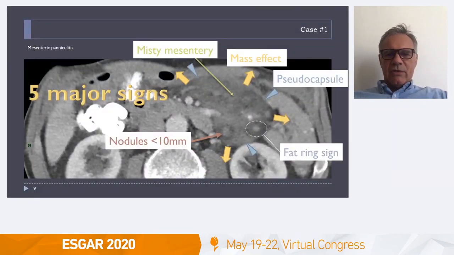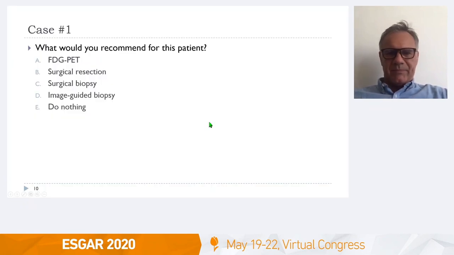Now, just to remind you, the five major signs of mesenteric panniculitis, which is not very rare. I think all of you have already encountered this entity. The first sign is misty mesentery, so you have some kind of blur here. You have a mass effect, a displacement of the surrounding structures, a pseudocapsule at the periphery, the fat ring sign here, and around nodules, and these nodules should measure less than 10 millimeters in diameter.